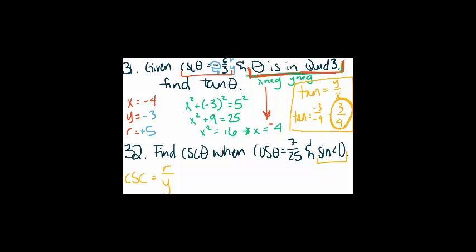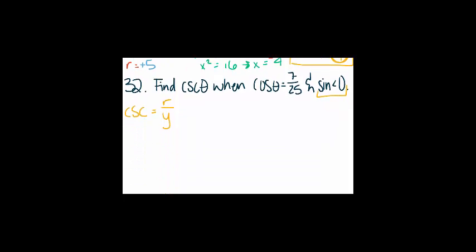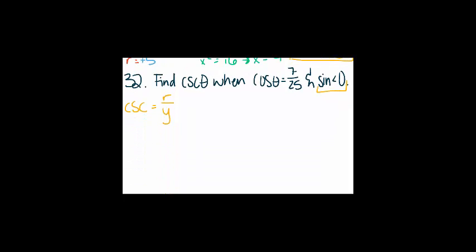Same thing with 32. Let's see here. Find cosecant when cosine is 7 over 25 and sine is less than 0. This means sine is negative. That's what we have to do. Make sure we don't get those backwards on our test. So let's see, we're trying to find x, y, and r. I know I need all these pieces.